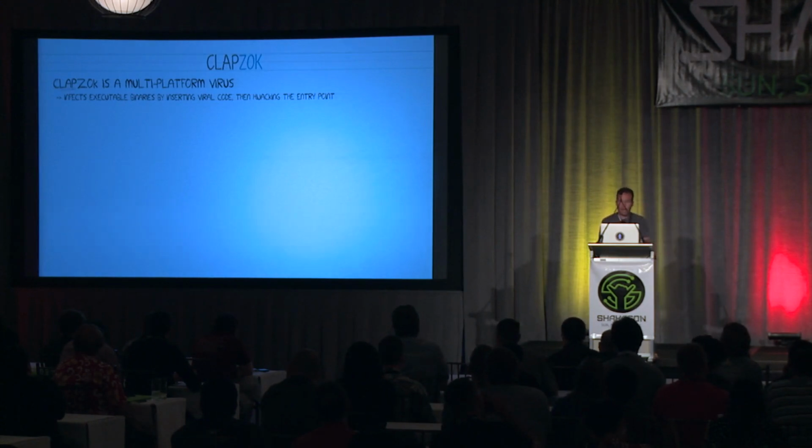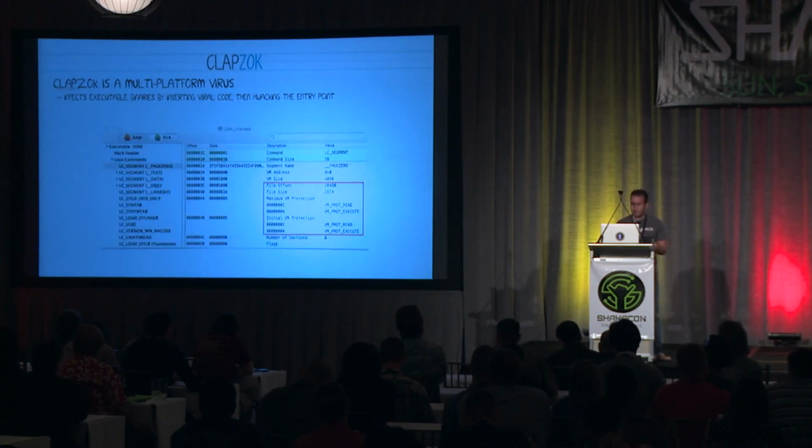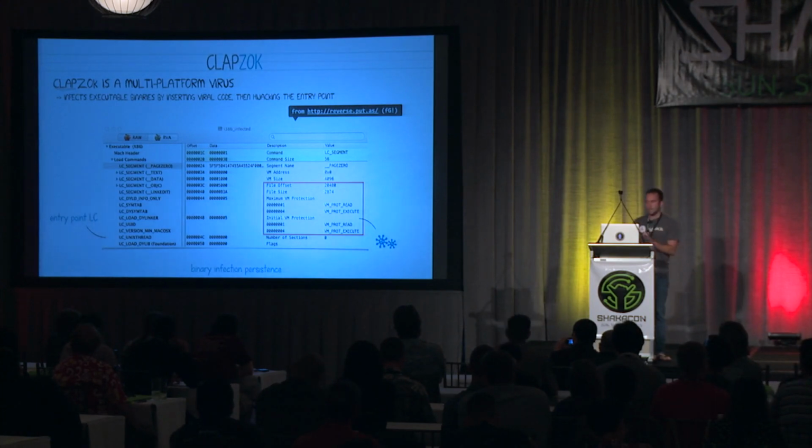Now, the final piece of malware we're going to look at today is a classical computer virus that infects OS X binaries. It works by injecting viral code into a binary, then hijacking the entry point. What this does is give the virus persistence, because any time this infected binary is executed, the viral code will be automatically executed as well.